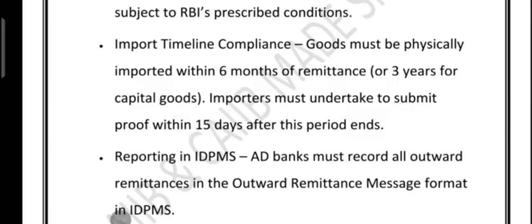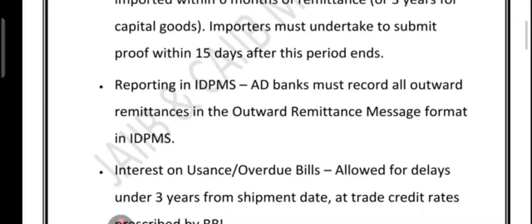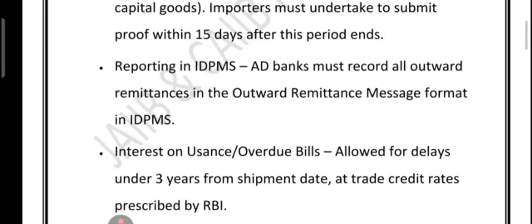So friends, if we talk about the import timeline, suppose you have sent money abroad for goods. Those goods must arrive in India within 6 months. For capital goods, I told you the time limit is longer, which is up to 3 years. And once the period ends, you have 15 days to submit proof that the goods were actually imported. And I told you that all outward payment for import must be reported by the bank in the RBI online system, that is called IDPMS.